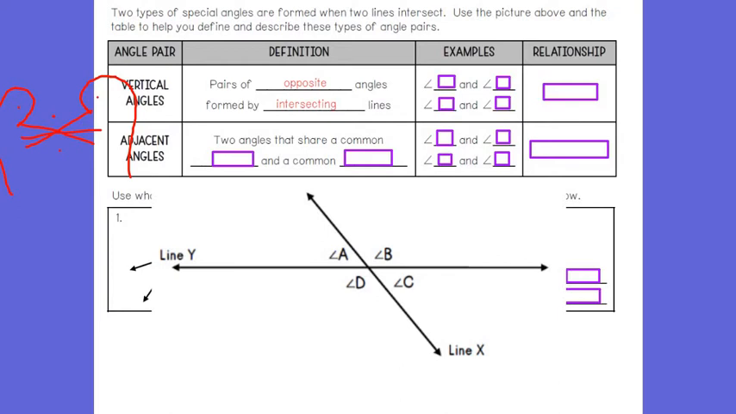Are A and B vertical angles? No. They are not. The beaks are across from each other to be vertical angles. A and B are just side by side. Ethan, what?